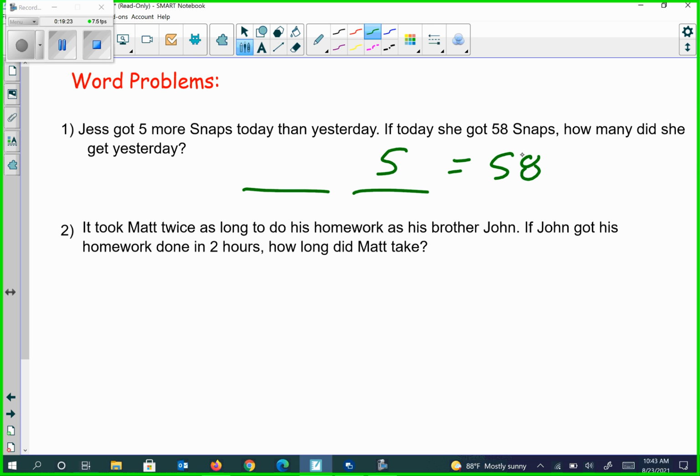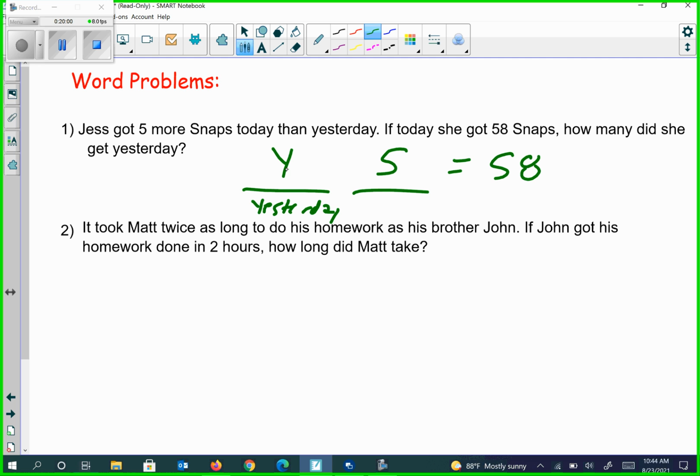Okay, so hang on. Let's see if we have this right. I like the 5, and I like it equals 58 because we have a total and we have a certain amount that's more than something else. So Jess got 5 more snaps today than yesterday. If today she got 58 snaps, how many did she get yesterday? So let's call this one yesterday. Today is Monday, so yesterday would be Sunday. So we're going to call this Y for yesterday.